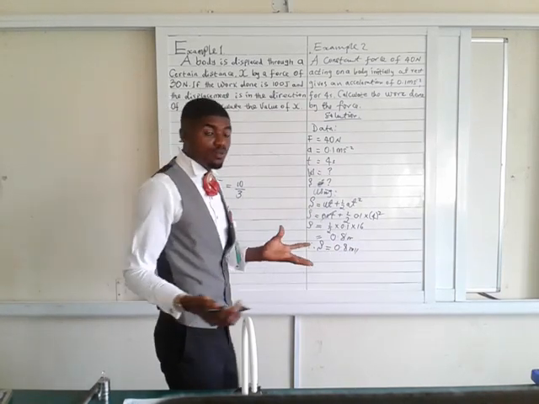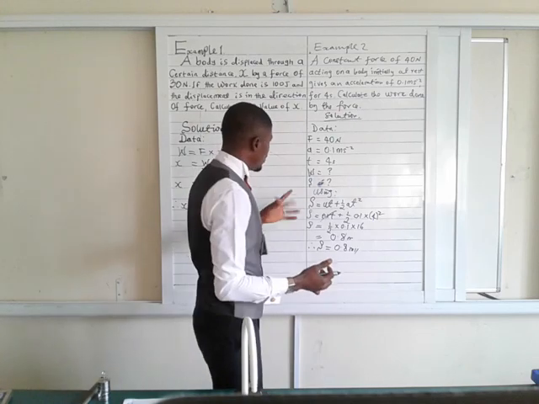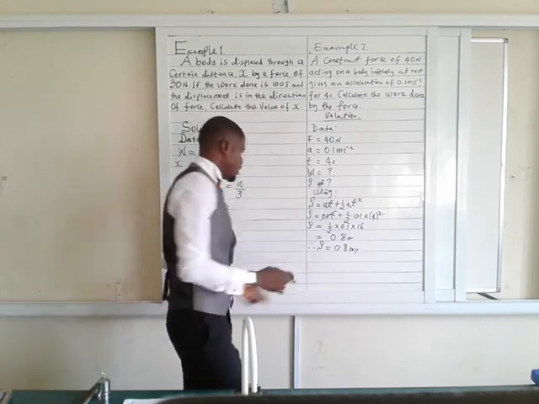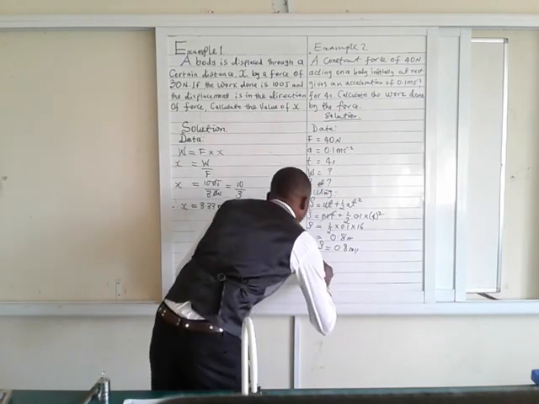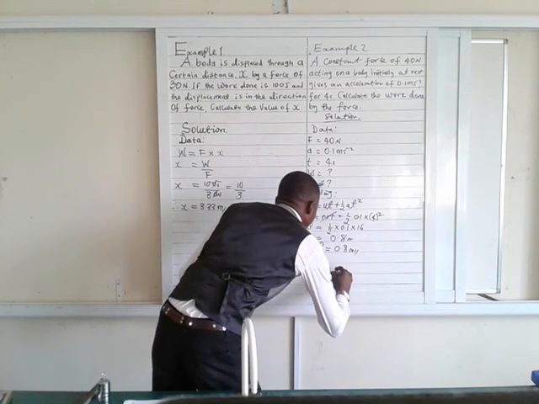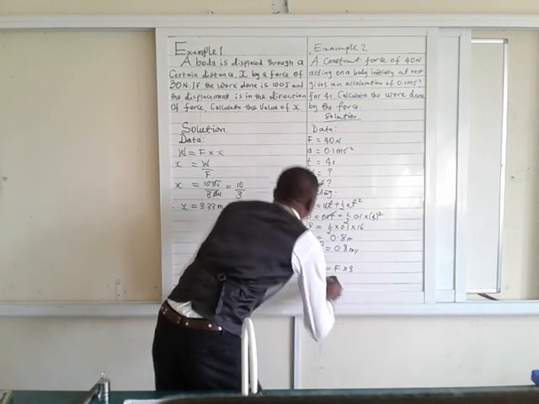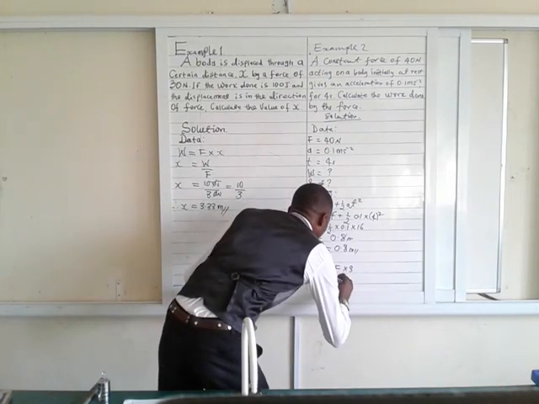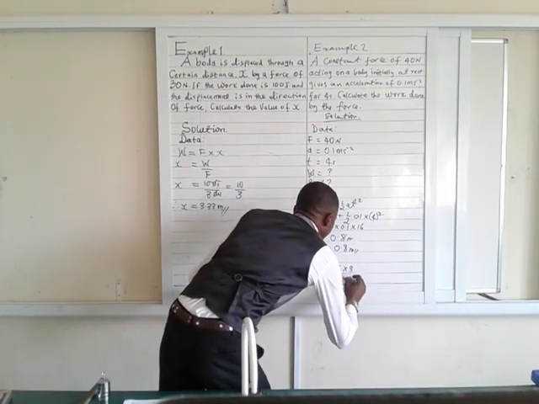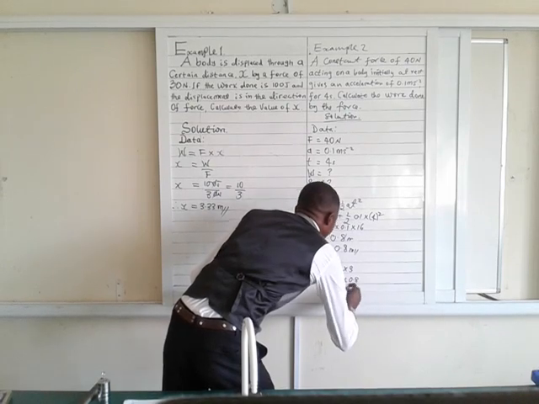That is not all. We're asked to calculate the work done. And so work done is given as what? W equals force times distance S. And so we have our force as 40 Newton times 0.8.